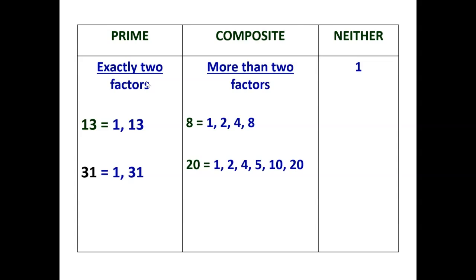From the previous slide, we saw that the numbers 13 and 31 both have exactly 2 factors, and therefore 13 and 31 are considered prime. 8 and 20 have more than 2 factors. 8 has 4 factors and 20 has 6 factors. So 8 and 20 both go into composite. Number 1 doesn't have exactly 2 factors, or more than 2 factors, and therefore it belongs to the neither category.